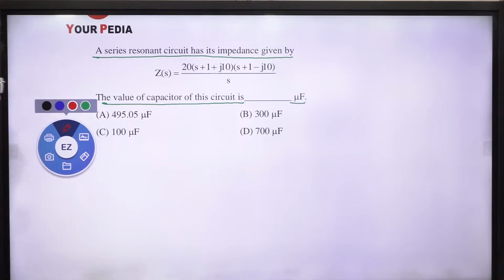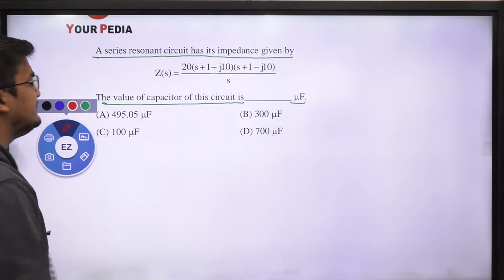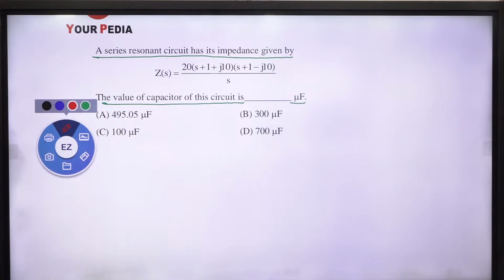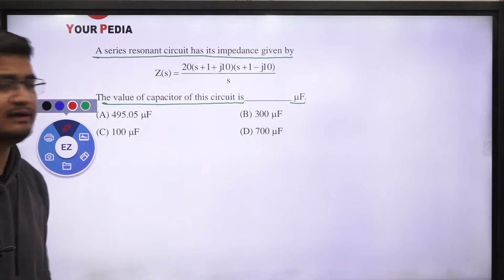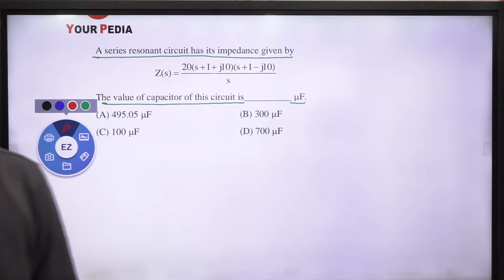So tell me the answer. Four values are here, A, B, C, D: 495.05 microfarad, 300, 100, 700. Tell me the answer, please.